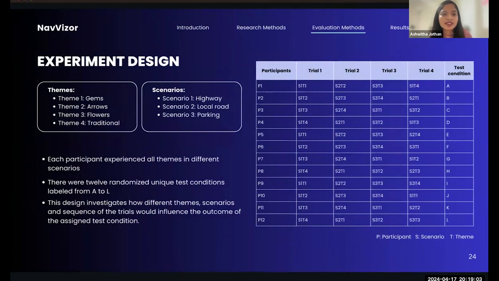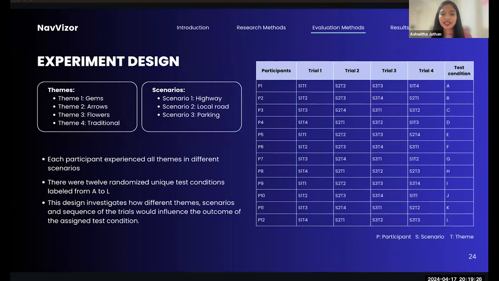We recruited 12 participants, and for each of our participants, we prepared a test condition comprising 4 trials each. We had 4 themes, that is Diamond Heist, Neon Arrows, Floral, and Traditional AR. We had 3 scenarios comprising highway, local road, and parking. As shown in the table, the themes and scenarios were randomized for all our 12 participants for the trials.